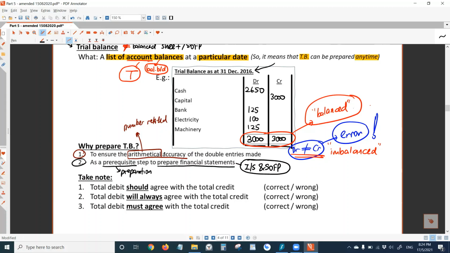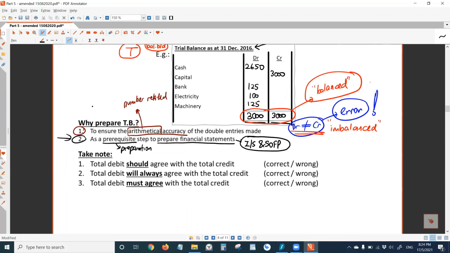Okay, so this second point is like before you go cook a dish in the kitchen, you have to gather all the ingredients, right? So here, preparing the trial balance is like preparing the ingredients before you prepare the income statement and SOFP. Okay, so these 2 points you must remember, to answer theory questions that ask what is the purpose of preparing a trial balance.